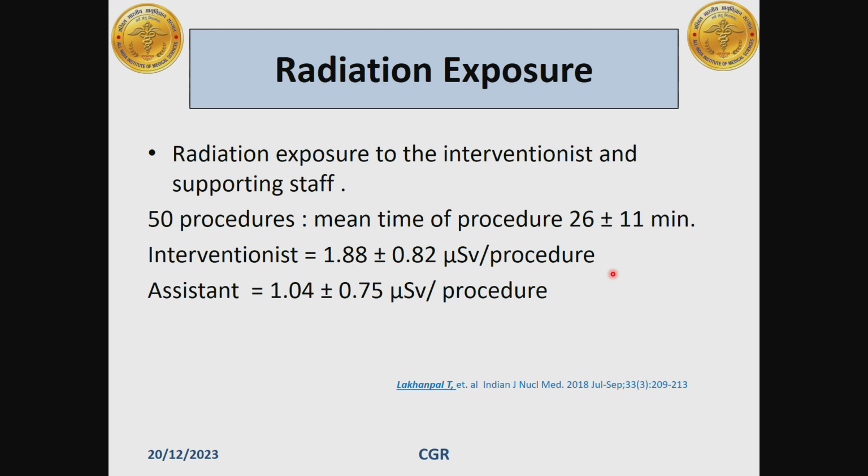They calculated that in the 50 procedures they have done, the mean procedure time was around half an hour, and the interventionist received a dose of around 2 to 3 microsieverts, and the assistant to the interventionist received around 1 to 2 microsieverts per procedure. Now, this dose is very much less than the dose limits prescribed by the radiation protection agencies in India as well as the international guidelines.